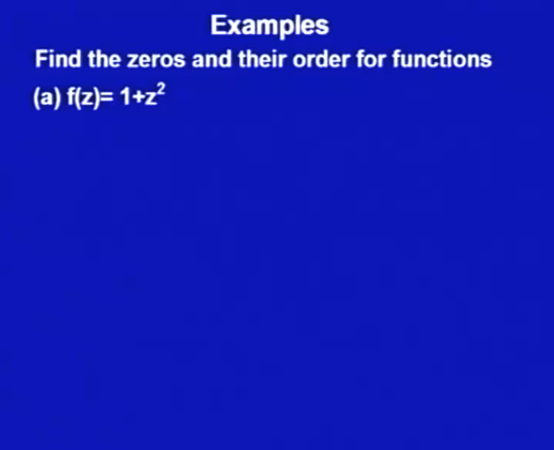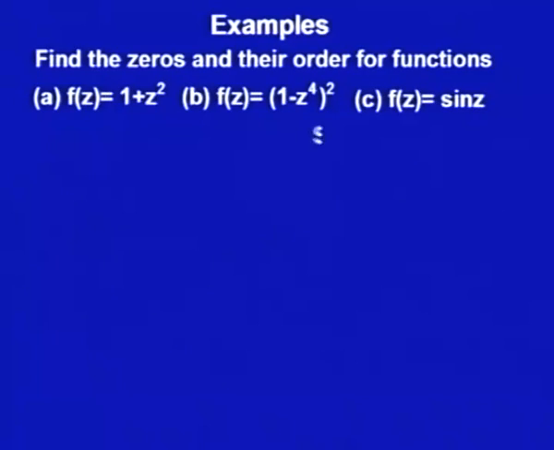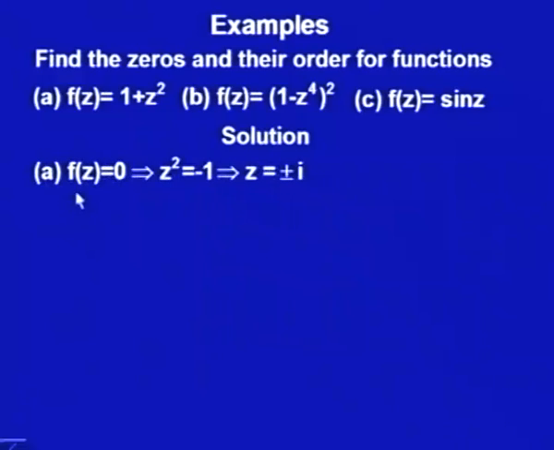Find the zeros and their order for the functions 1 plus z square, (1 minus z to the power 4) whole square, and sin z. Let us do one by one. Function f(z) is equal to 1 plus z square. When would it become 0? So, we would just equate it to 0 and solve the equation.